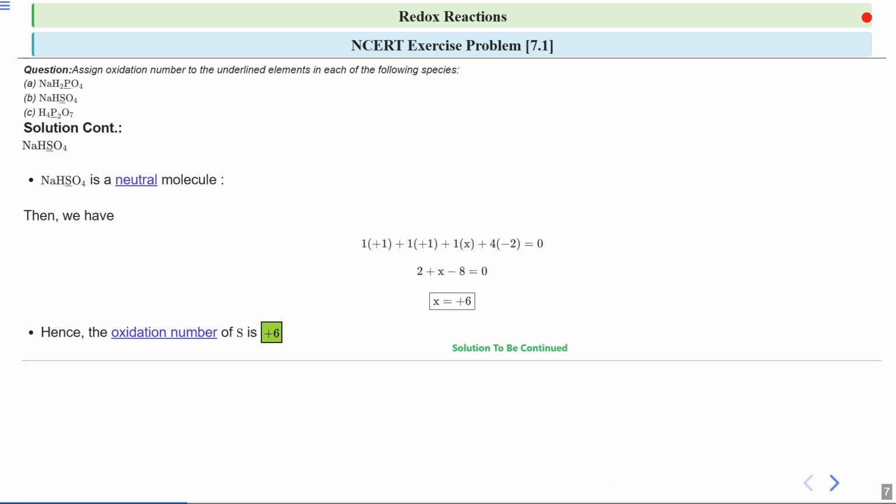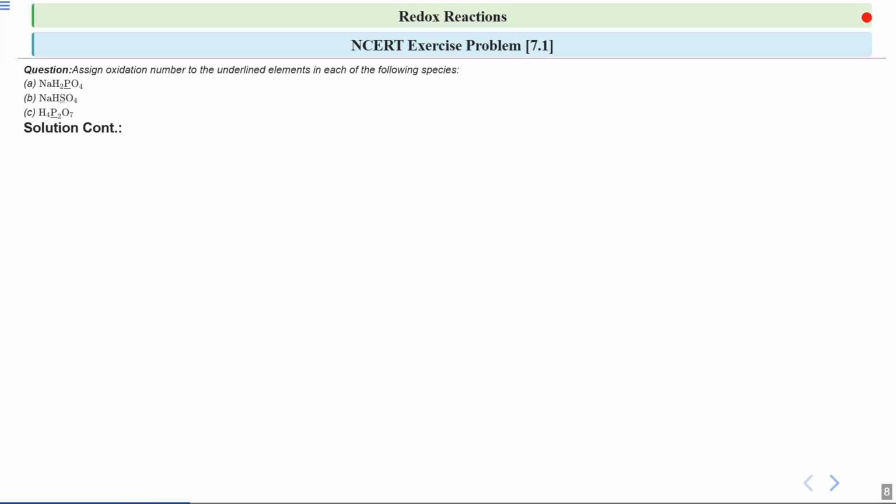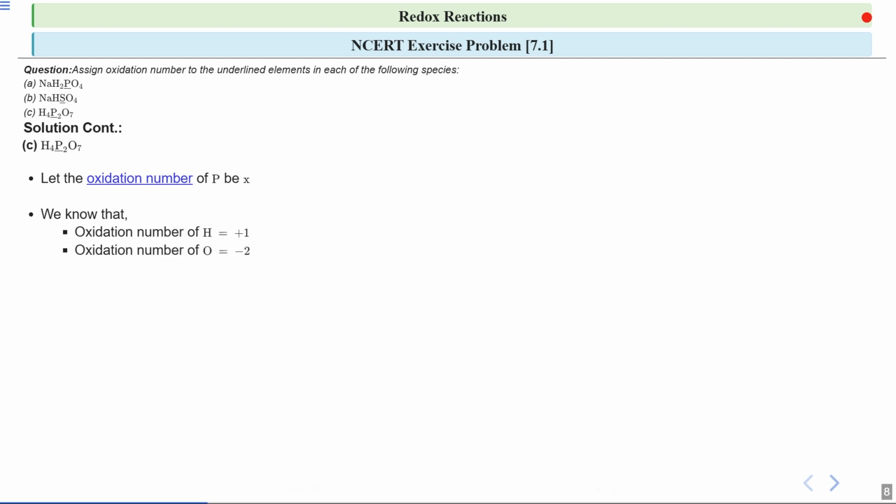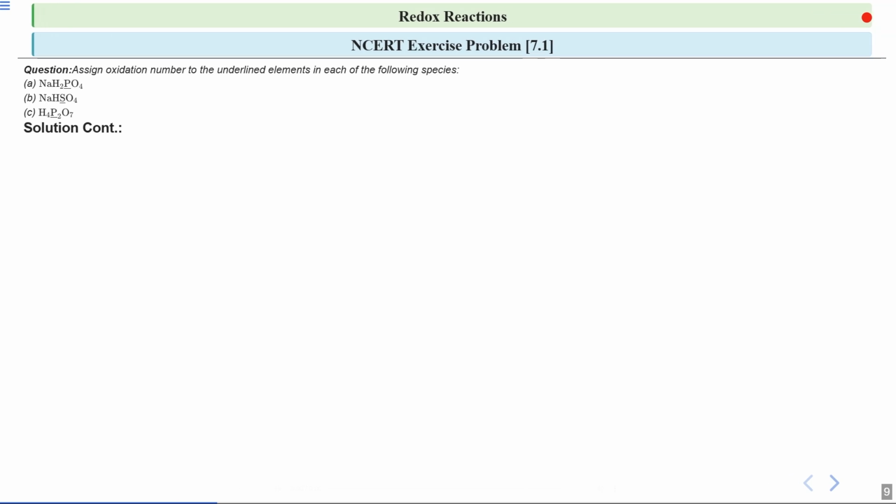Moving on to the next question. We have H4P2O7. In H4P2O7, the phosphorus is underlined. If you assume that the oxidation number of phosphorus is X, then for hydrogen we know that the oxidation number will be +1, and for oxygen it will be -2. Now again, let us put it in the overall situation. So what was the compound? It was H4P2O7, and it is a neutral molecule.